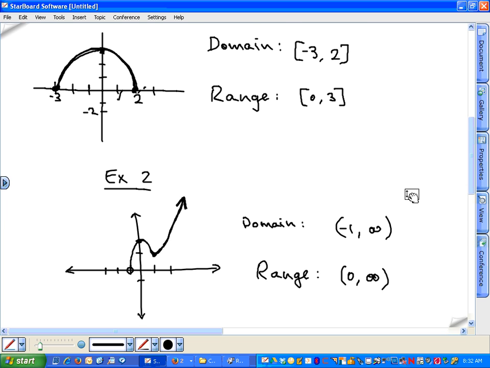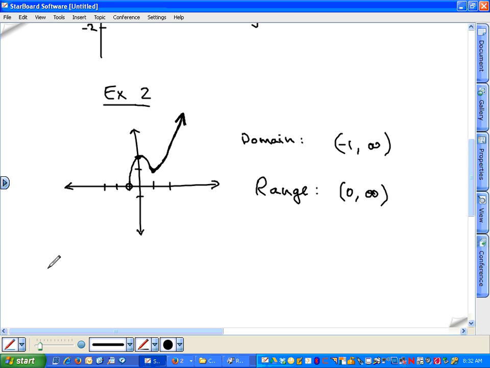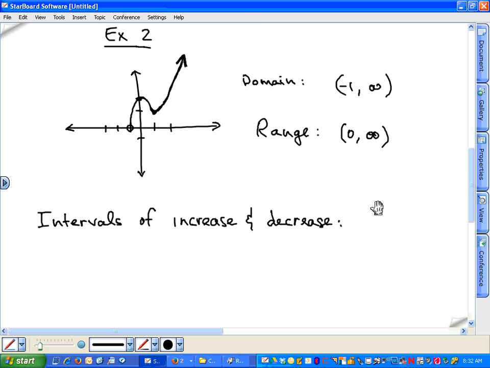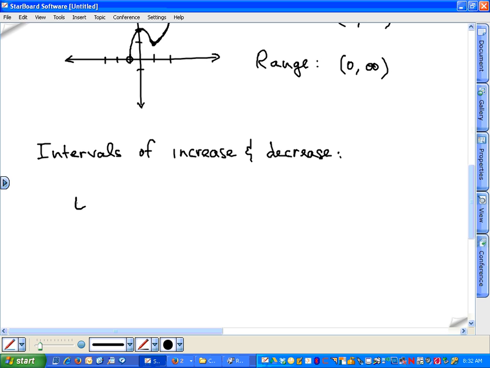Let's move on. This is probably a new topic. Intervals of increase and decrease. Let's take a look at a graph that hopefully you are all familiar with. Example 3. This is objective 2 now.